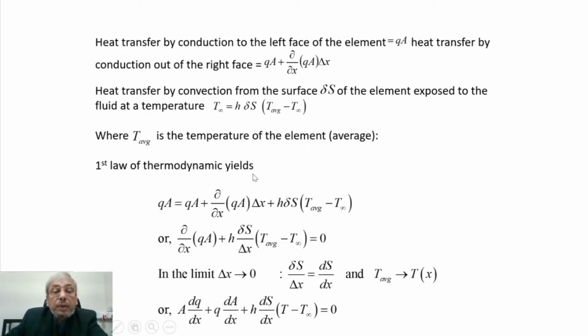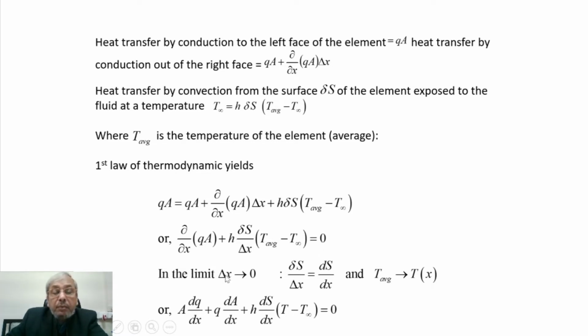Now from first law of thermodynamics, we can say QA equals QA plus ∂/∂x of QA times delta x, plus h delta S into T average minus T infinity. And we can easily rearrange this as ∂/∂x of QA plus h into dS by dx, T average minus T infinity equal to 0.